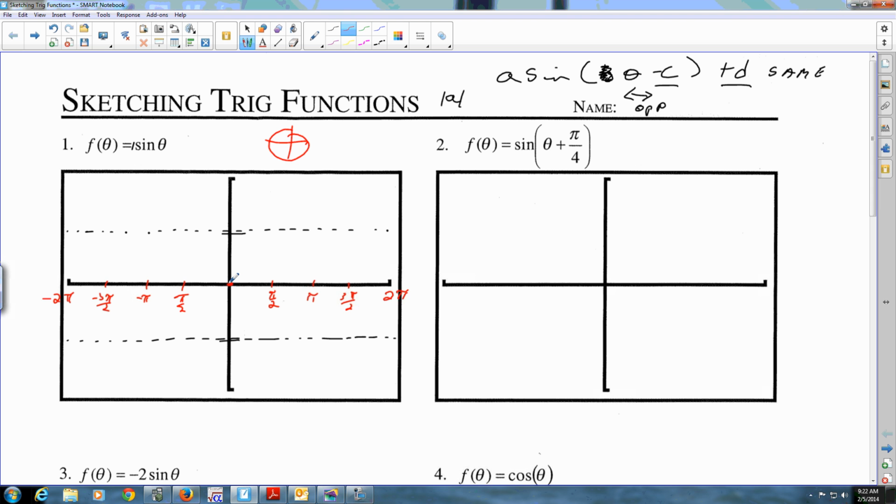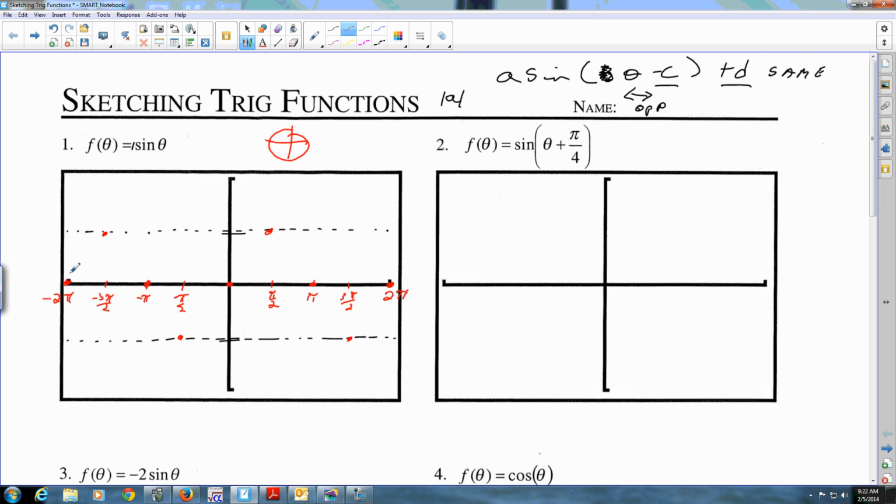Okay? At 0, you're at 0. At 90, you're all the way up at 1. At pi, you're back at 0. At 3 pi over 2, you're down at -1. And here you're back at 0 again. And the same pattern repeats. -pi or 2 pi, you're here. At -3 pi over 2, you're up at 1. This, you're back at 0. This one, you're down at -1, and then you're back there.